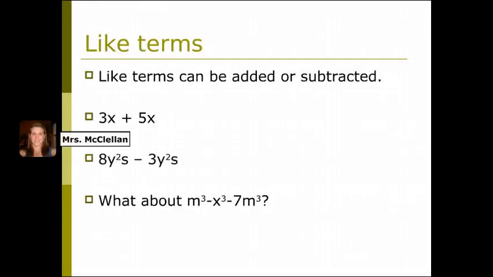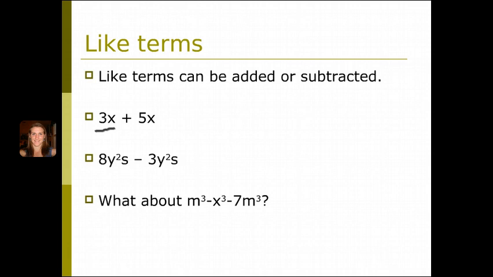Now we need to talk about how to combine like terms. Like terms can be added or subtracted. They're not going to be multiplied or divided, simply added or subtracted. As I discussed before, you always want to include the sign directly in front of your coefficient. Well, 3x doesn't have a sign in front of it. If it did, the only sign would be a negative.